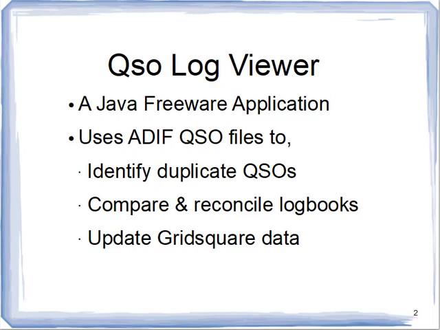QsoLogViewer really performs three primary functions. It's used to identify duplicate QSOs within a log file. It compares and reconciles logbooks. So if you have multiple logbooks, like many of us do, they get out of sync. And if you want to bring them back into sync, that is to have the same records or comparable records in the different log files, you can use QsoLogViewer to do that.